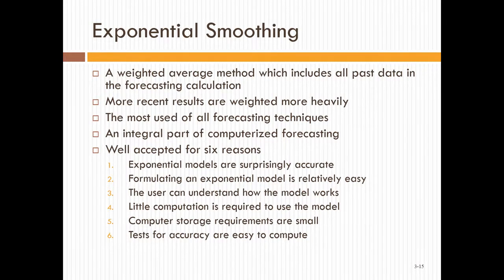So you can see it's a weighted average method, which includes all past data in the forecasting calculation. Because you're using an alpha coefficient, the most recent results are weighted more heavily, and it's the most used of all forecasting techniques. Okay, so it's an integral part of computerized forecasting, and it's well accepted for 6 reasons. You can see the 6 reasons. It's surprisingly accurate, relatively easy to compute, the user can understand it, little computation is required, computer storage requirements are small, and tests for accuracy are easy to compute.